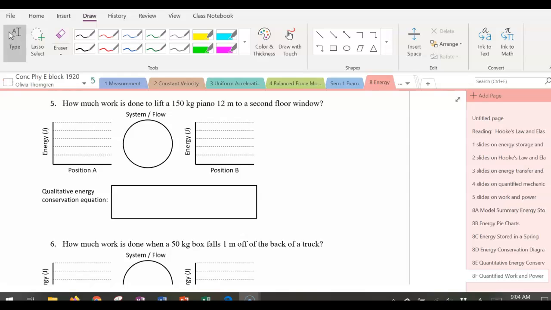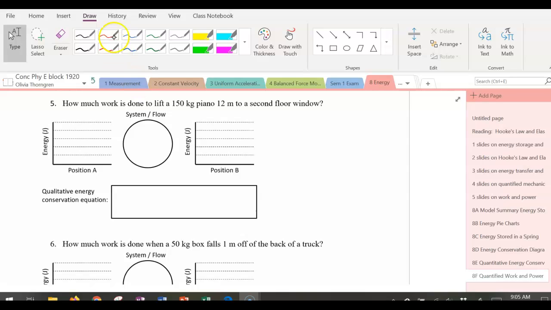This webcast continues in Worksheet 8F, looking at problems 5 and 6. In problem number 5, we're talking about a situation where someone, maybe in New York City, lives in an apartment that's up high and they need to lift their piano to a second floor window in order to move it into their place. It asks how much work is done to lift this piano 12 meters to the second floor window.